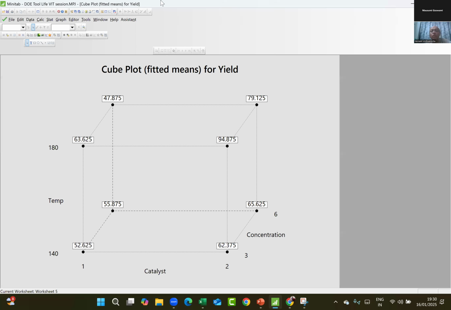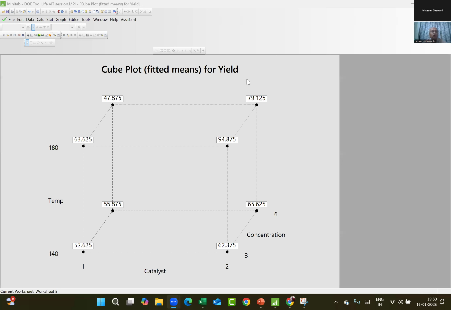Yeah, I think Mosumi Goswami has raised a hand. So what is the question, Mosumi? Mosumi, do you have a question? You raised your hand, maybe by mistake.